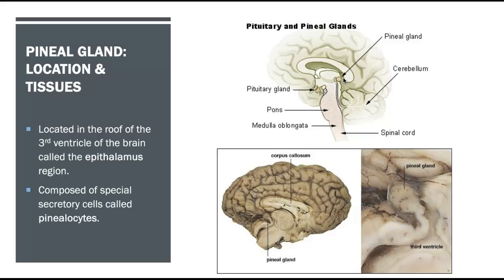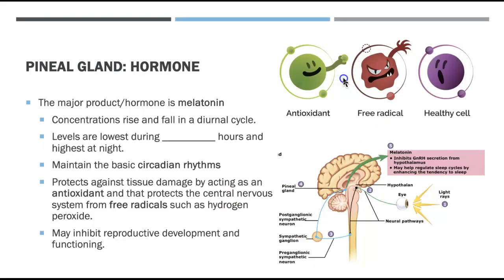And it's composed of special secretory cells called pinealocytes. And we've already mentioned that the hormone that the pineal gland secretes is melatonin. We start to see that the concentrations of this hormone will rise and fall depending on the time of day. Levels are going to be the lowest during our daylight hours and the highest at night. So you may have heard of somebody taking melatonin pills to fall asleep at night. And that's because melatonin goes up at night. And so this is going to help us maintain our basic circadian rhythms.